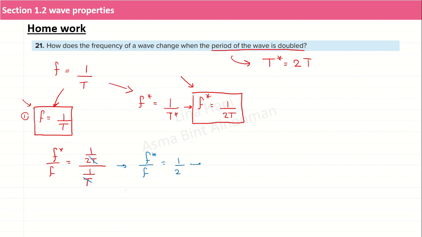If you cross multiply, you will see that the new frequency is equal to half the old frequency. So when the period is doubled, you can see that frequency reduces to half. This is the original general way to find the ratio between an old and a new value.